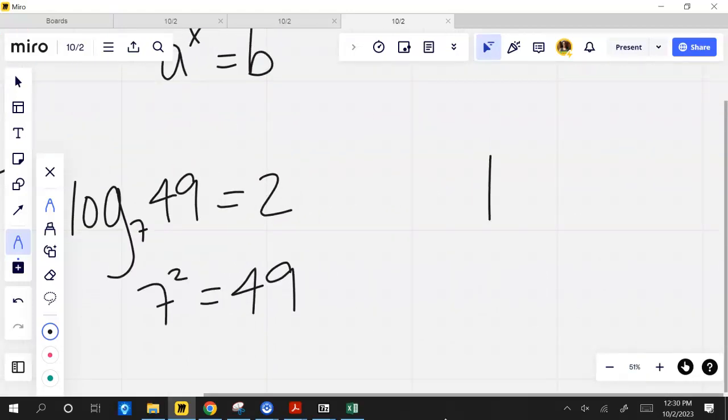Okay, what about this? Write that in logarithmic form.